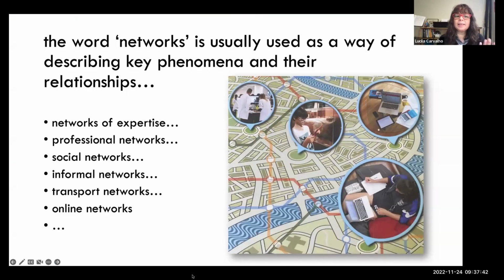So when we think about the word networks, usually we use this word to talk about connections. So it's about key phenomena and their relationships. And there's many different types of networks that we can see around the world, right? So networks of expertise, professional networks and social networks and informal networks, transport networks, so again, physical networks as well, and obviously online networks as well.